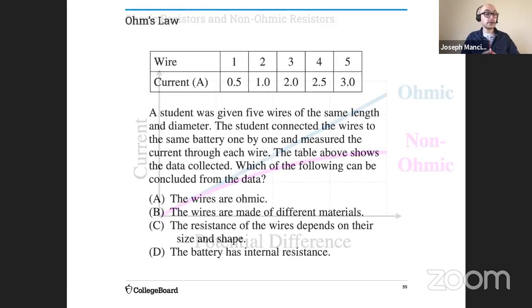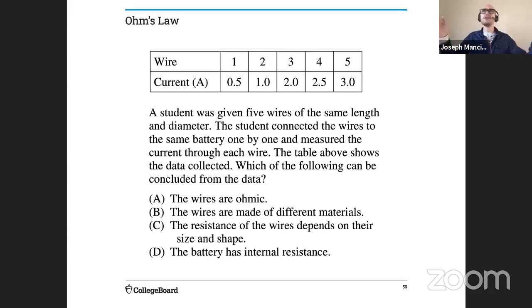So here is a sample question. A student was given 5 wires of the same length and the same diameter. The student connects the wires to the same battery one by one and measures the current through each wire. The table above shows the data collected. Now, which of the following can be concluded from the data? I didn't mean to say the same material.